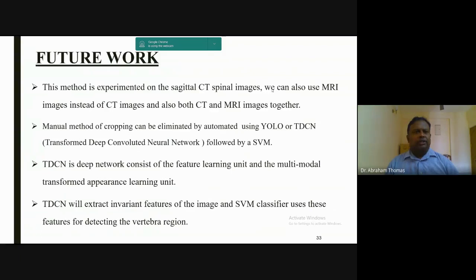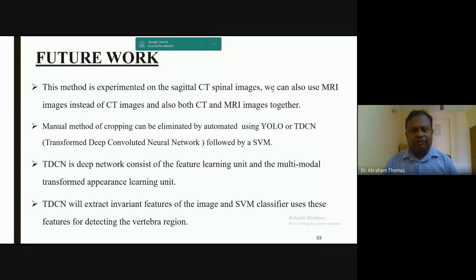Now the future work. This method is experimented on the sagittal CT plane images, spinal images. We can also use MRI images instead of CT images, and also both CT and MRI images together. Manual method of cropping can be eliminated by automated methods using YOLO. YOLO stands for you only look once.